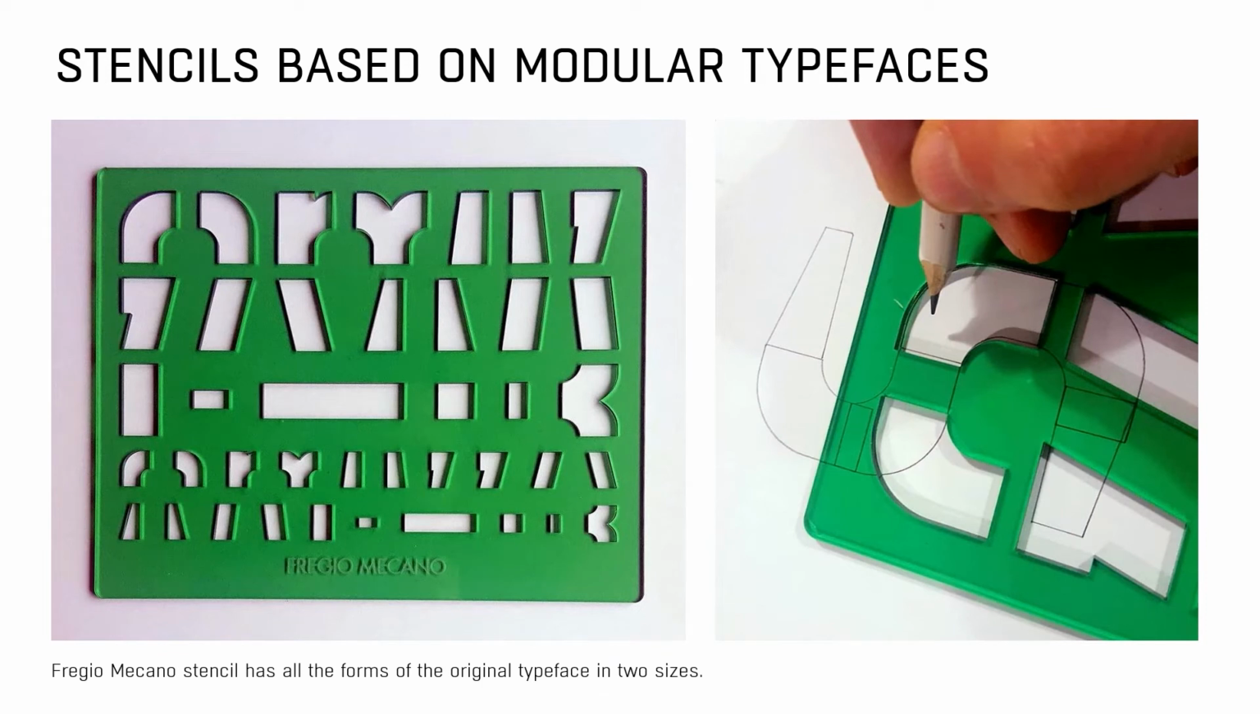One of the first modular typefaces in history was Fregio Mecano, which translated from Italian means mechanical ornament. It was designed at the end of the 20s. It consists of 20 pieces that can be assembled to create letters, numbers, patterns, borders, etc. To complete the stencil and give it more combinatorial options, the set of modules was presented in two sizes, 6 and 3 cíceros.